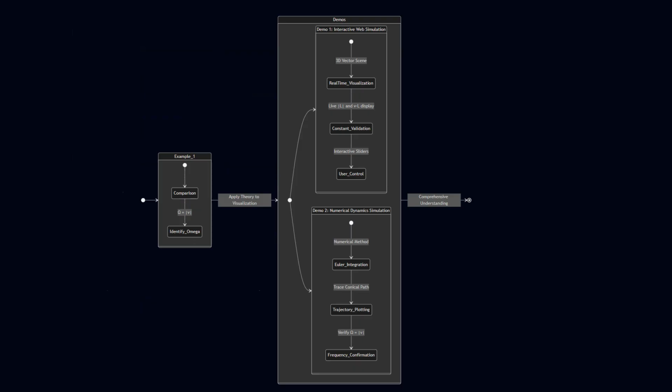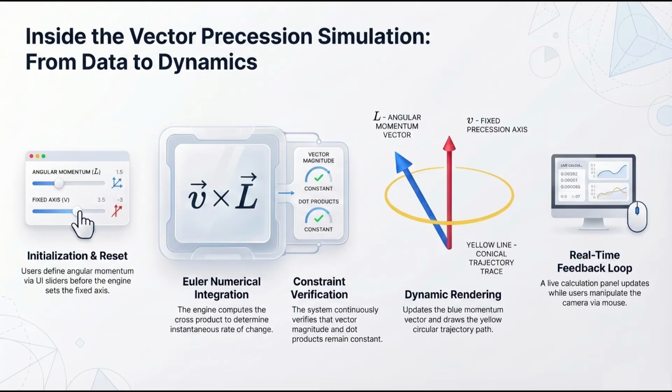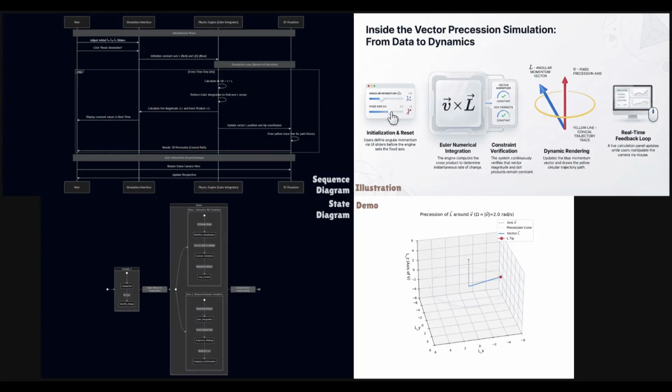Crucially, as the engine moves the vector, it performs a continuous checkup to ensure the vector's magnitude and its projection onto the fixed axis have not changed. This live verification provides immediate visual proof of the conservation laws derived in the initial problem set.